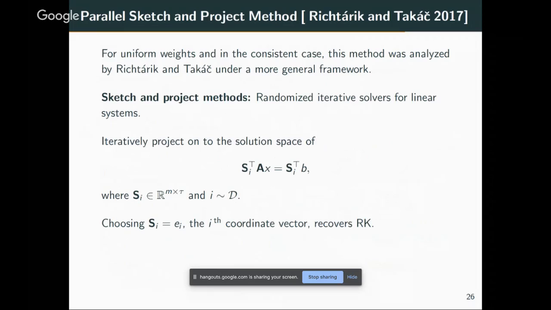And in particular, if we choose the sketching matrices to just be the ith coordinate vector, we'll exactly recover the randomized Kaczmarz method. But you can also recover other methods such as coordinate descent using the sketch and project framework, as well as block randomized Kaczmarz methods where you consider multiple rows at a time.